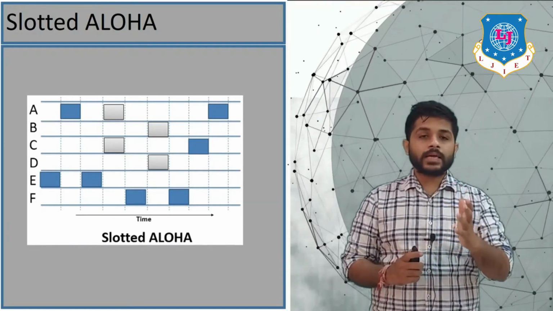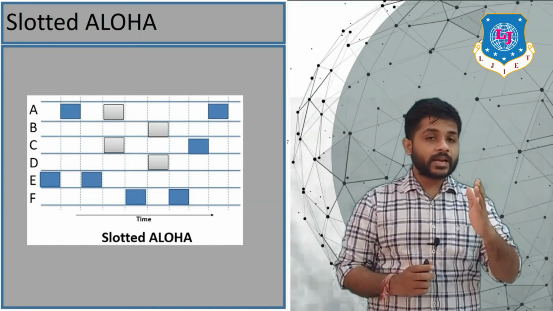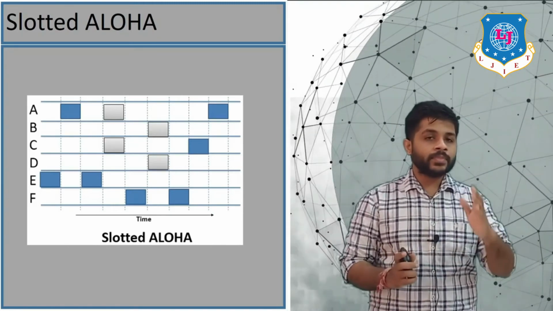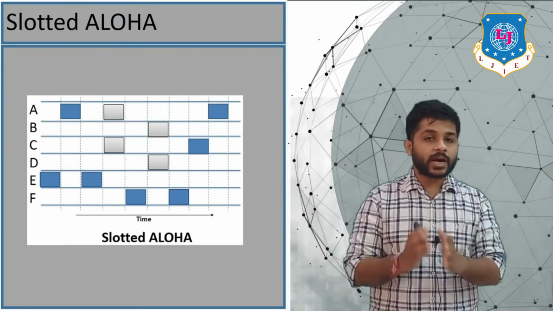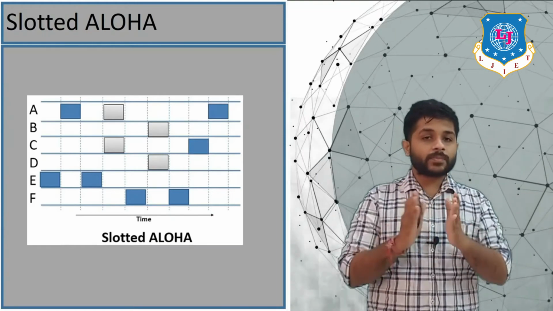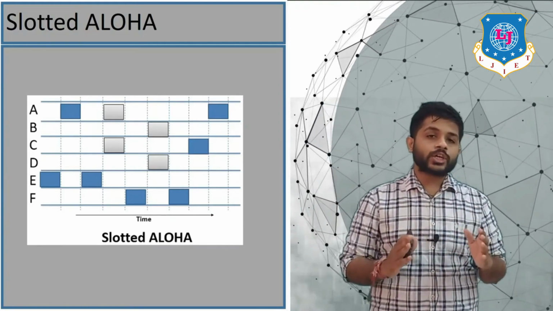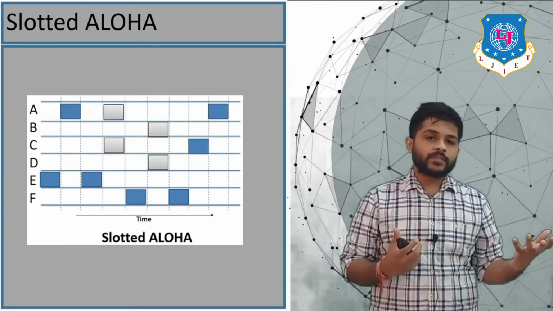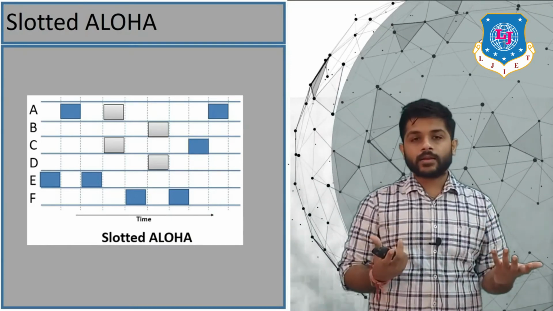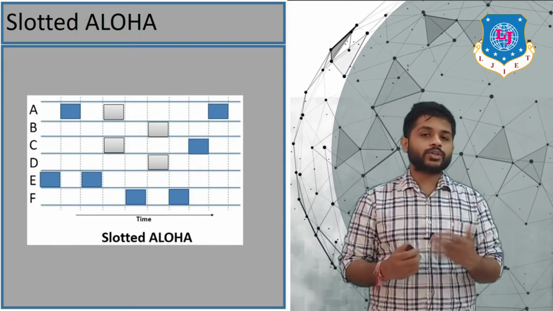So you can see that the packets sent by A and C are part of the collision, and because those packets are part of the collision, they will wait for some back-off time and they will send the packet again. So that is slotted ALOHA.